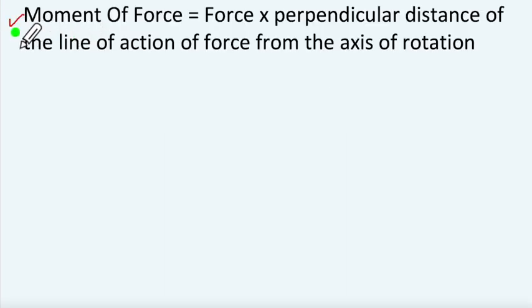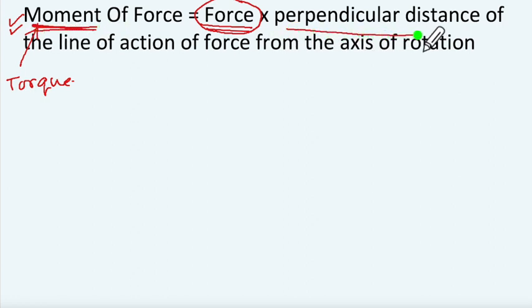So we have the formula now of moment of force. The moment of force means the turning effect, and this is also called as torque. And it depends upon the force into perpendicular distance of the line of action of force from the axis of rotation, which means it is directly proportional to the force. More the force, more will be the rotation, more will be the turning effect, and more is this perpendicular distance of the line of action of force from the axis of rotation, then again we are going to have more turning effect.